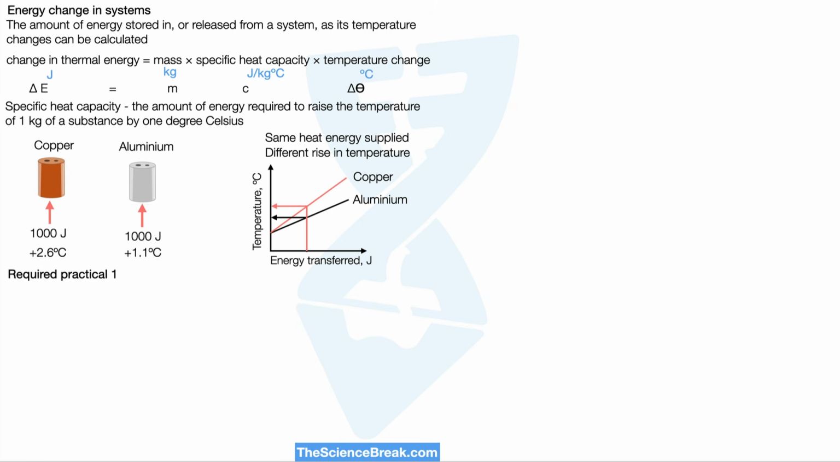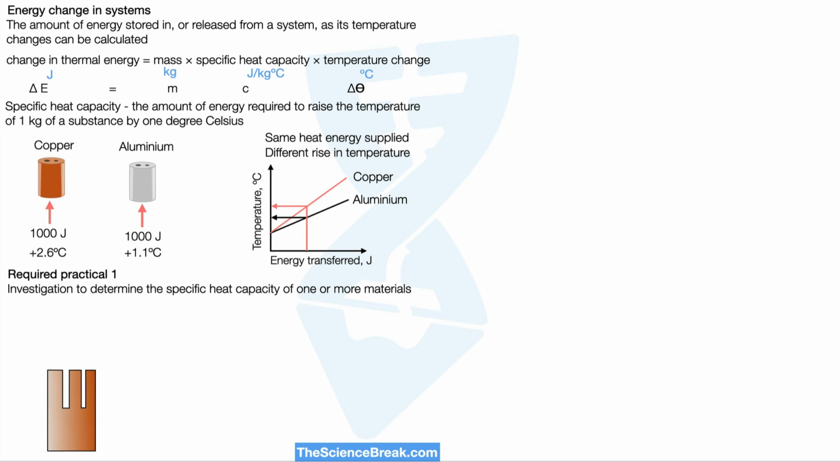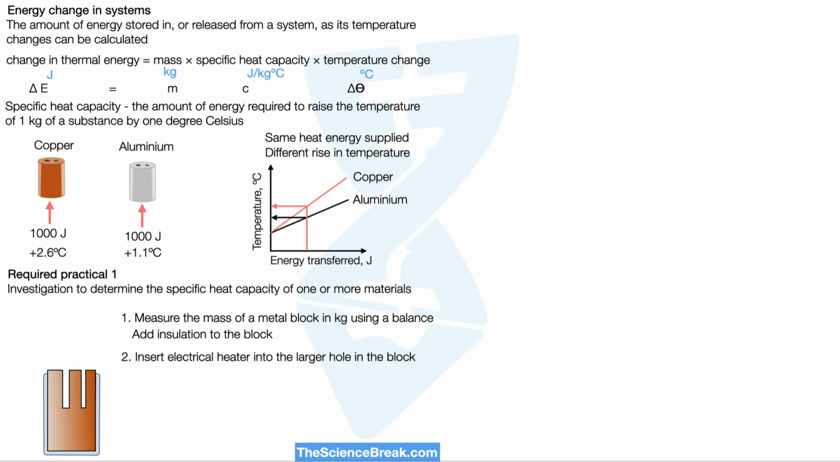Let's look at required practical number 1. The investigation to determine the specific heat capacity of one or more materials. Here is a 2D diagram of a 1 kilogram mass of metal. We would measure the mass of the metal block in kg using a balance. We would add insulation to the block, so there's our insulation. Then we would insert an electrical heater into the large hole in the block, right there.